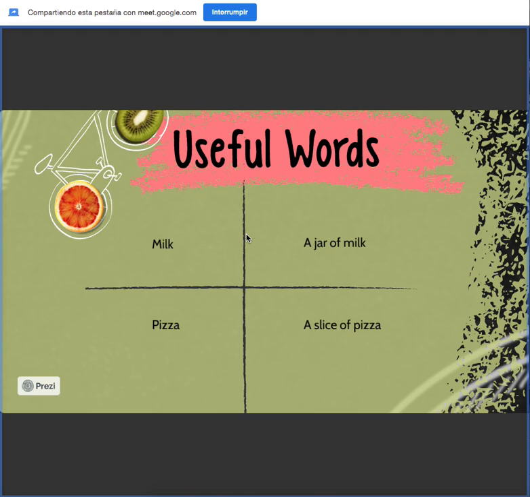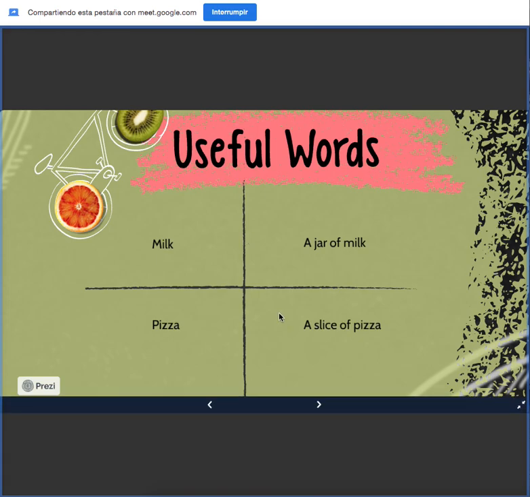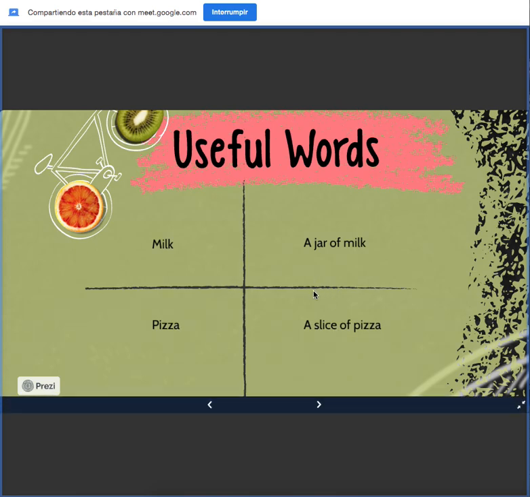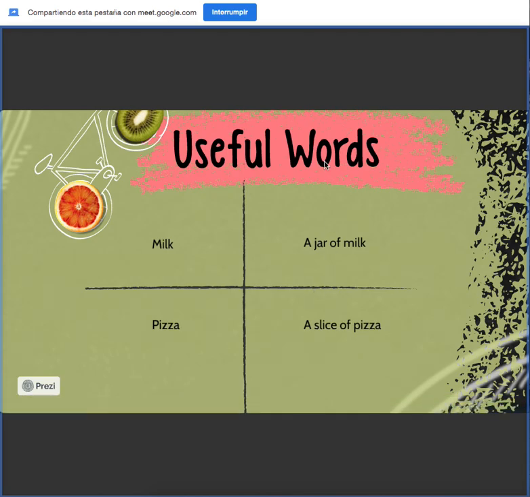Or, for example, pizza. Pizza is uncountable. So, instead of saying, I have three pizzas, because pizzas doesn't exist, you can say, I have a slice of pizza. I have three slices of pizza, like pieces of pizza, pedazos de pizza, tajadas de pizza, okay? Useful words, and you can continue. This is just to tell you that if you want to talk about the amount of an uncountable noun, you can include a useful word like jar, bottles, glasses, package, and so on.